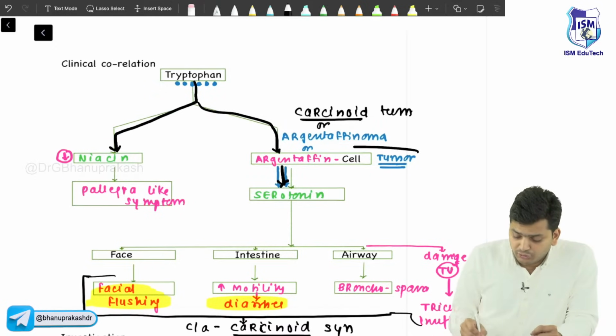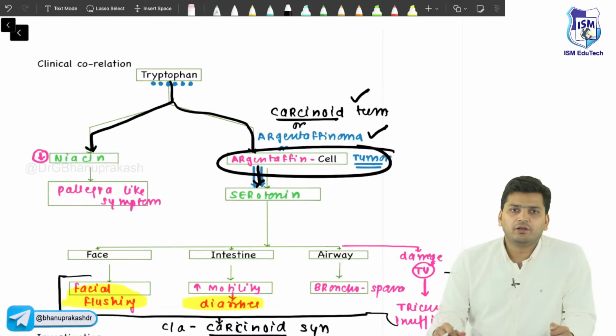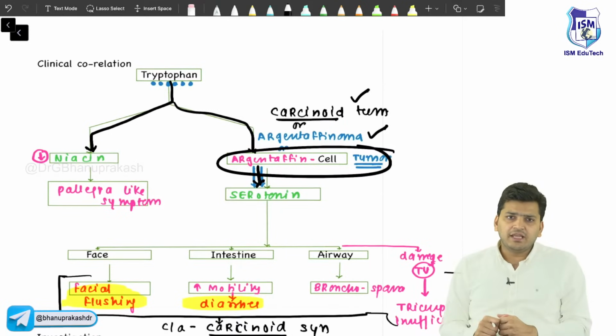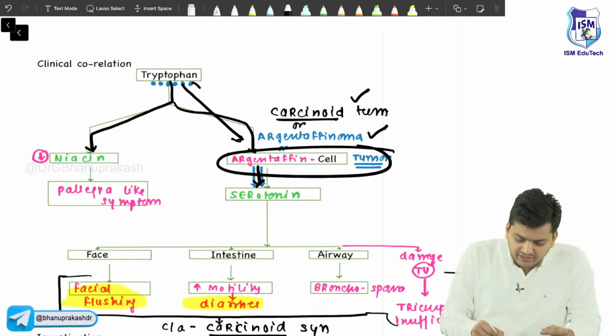And sometimes there is a tumor in the argentaffin cells which is called argentaffinoma. The other name of argentaffinoma is carcinoid tumor. What is going to happen? If there is a tumor of the argentaffin cells, because there is a greater number of argentaffin cells, all the tryptophan will come in this direction.